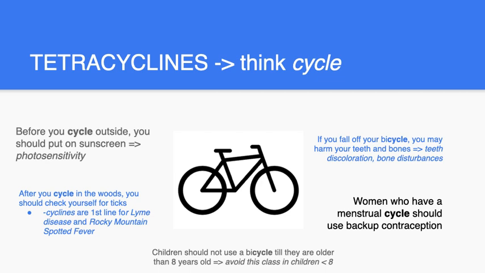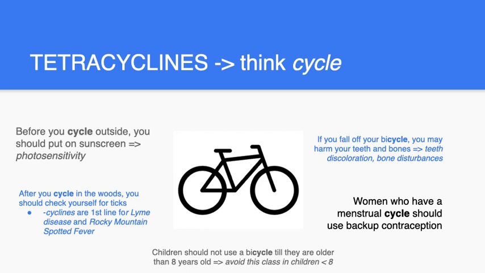Also, women who have a menstrual cycle should use backup contraception. So remember that this medication causes ineffectiveness of their oral contraception, so we want to make sure that they're either abstaining from sexual activity or using some type of backup method.